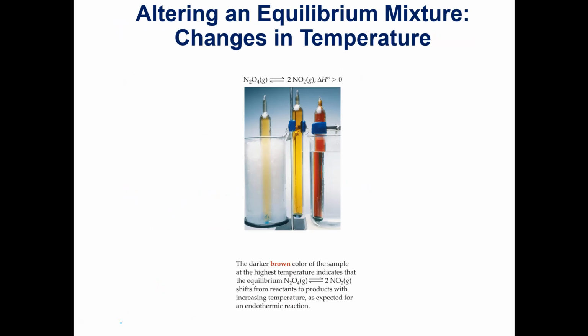So to give you another example here, or actually this is the same reaction we were just talking about, NO2 is a dark brown. N2O4 is colorless. So we have this reaction in ice to start with, and then we take it out and move it to room temperature, and then we put it in a hot water bath. And you can see as we increase the temperature, we move towards products because we have to put heat in, so heat is a reactant here.